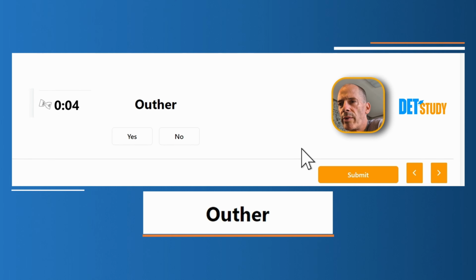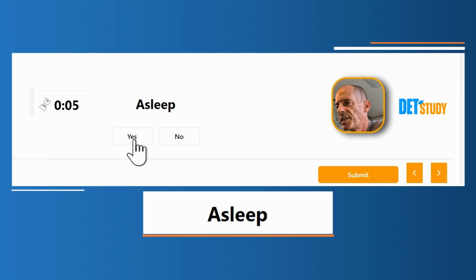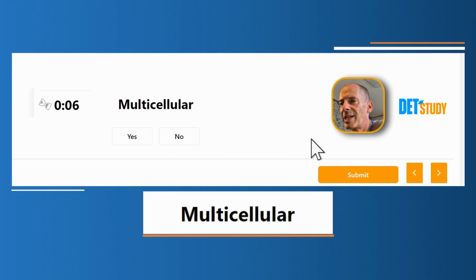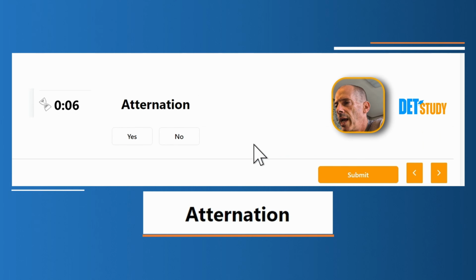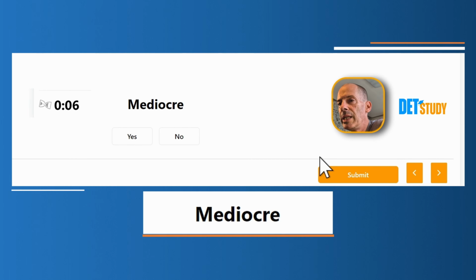Author. The author of a book. The author. Different words. Not a word. Asleep. He was asleep during the test. You get a low score. Multicellular. Cellular. That could be tricky, but that, yes, is a word. Attonation. Sounds like a word, but not a word. Mediocre. That's a tough one, but yes, that is a word.